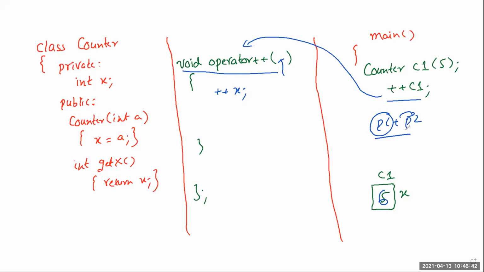But this was a binary operator. Now we are dealing with a unary operator. There is only one object. There is no second object, right? So when there is one object, the function is called for that object. So no argument is required.